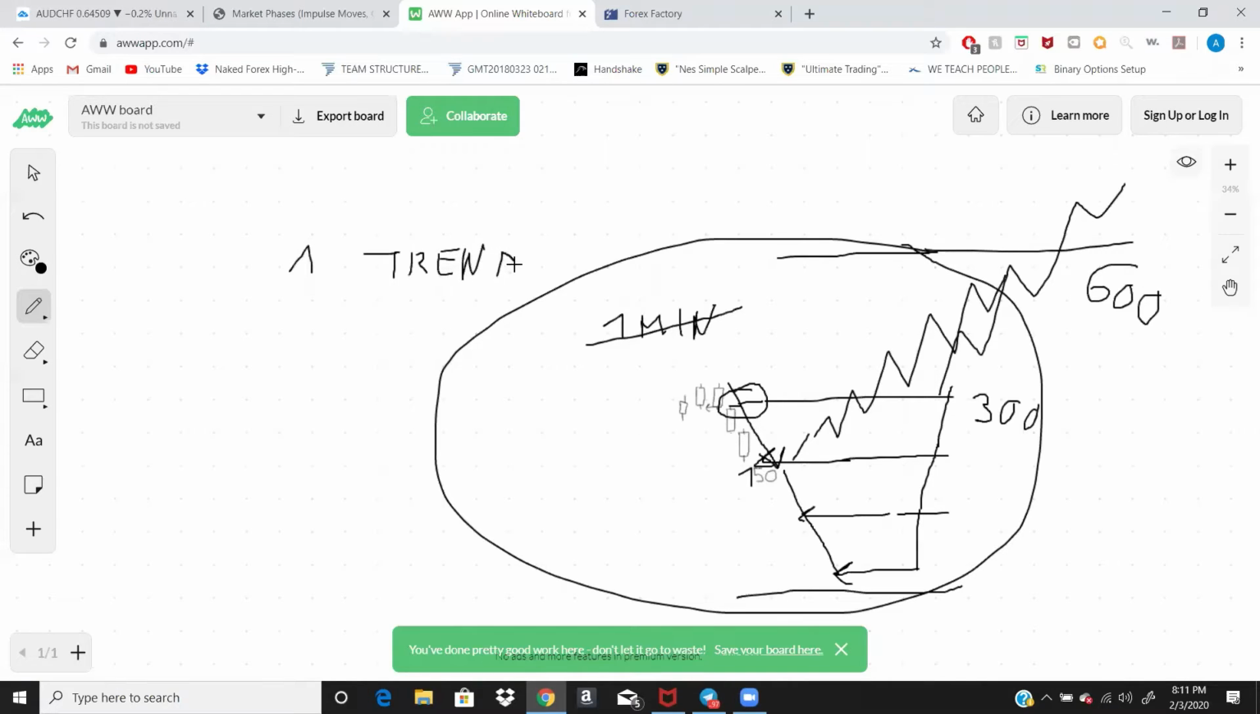It will not tell you the supply zone. It will not tell you the demand zone. It will not tell you where the main weekly or daily SNR is. So none of that you will know if you are trading on the 1 minute chart.